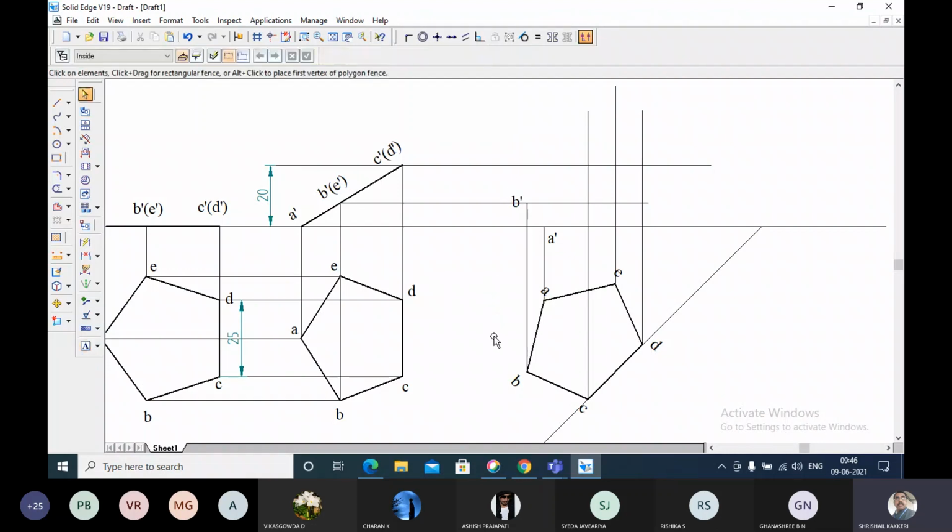Now C and C, they are meeting at this point. This is the point of intersection. Now let me make it C dash.